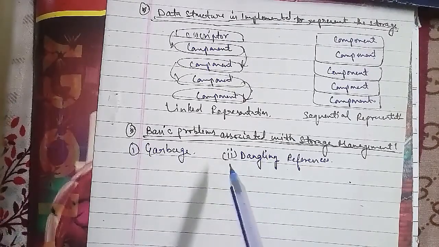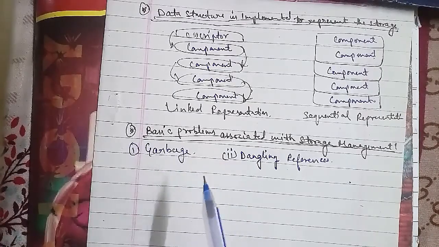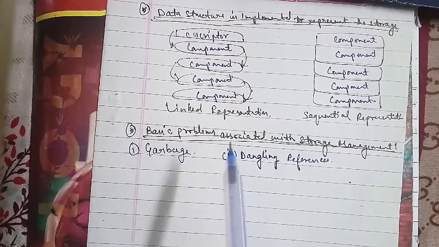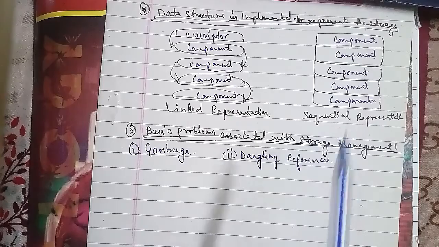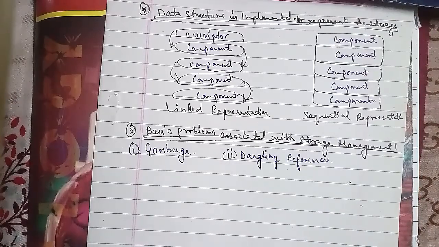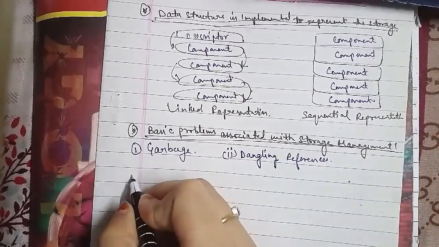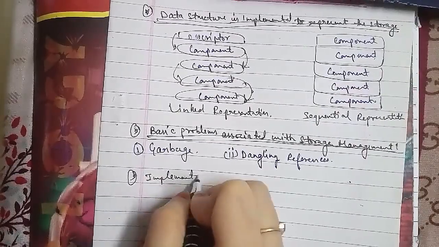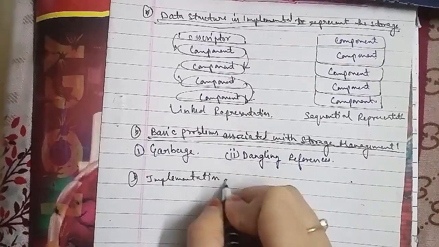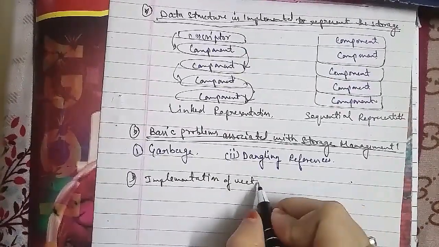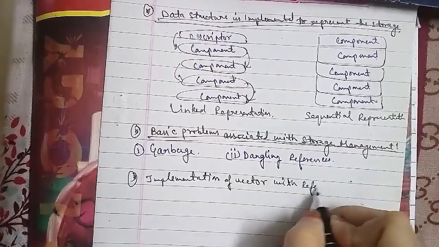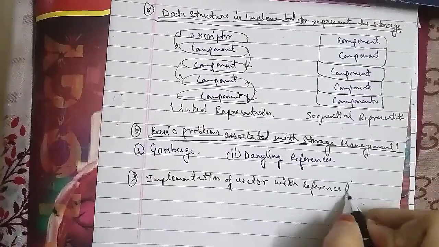Now we'll go ahead with the further question they can ask you, and that is: discuss implementations of vectors with reference to a virtual origin, and the full descriptor representation of a vector as well. We'll draw a diagram for that as well. So here, implementation of vector with reference to virtual origin.